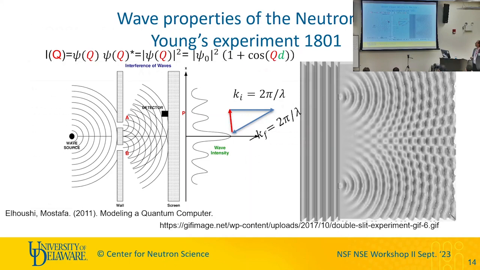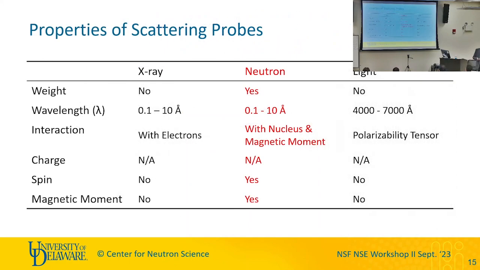All right, what about these probes? We're here to talk about neutrons, but many of you maybe have experience with X-ray or light, because that's more common in your laboratory. You can do X-ray and light scattering in a laboratory. Neutrons, you need a big facility like this.